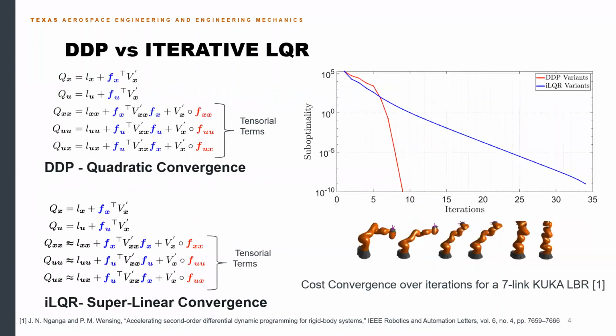Often to cut down the runtime, an approximate version of DDP called the iterative LQR method is used, in which the second order cost terms are approximated by ignoring the tensorial terms. These tensorial terms are expensive and the existing literature does not readily extend to the tensor case. The downside of ignoring these terms is that we lose the quadratic convergence of DDP, shown by the red curve, and instead we only have superlinear convergence, shown by blue.